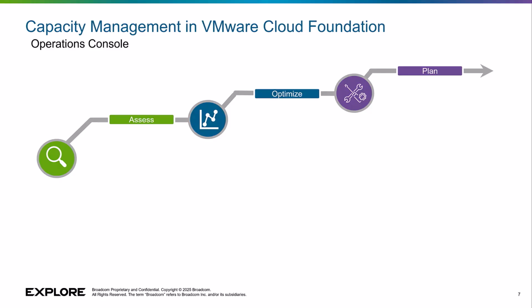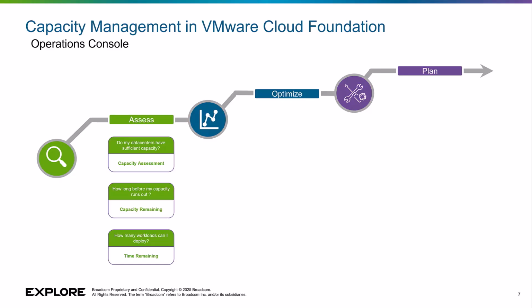And so basically, here's another view of that previous slide, right? One of the things that's really important to note here is that in the initial phase, in terms of where VCF can help you, you're simply just trying to assess your current capacity usage. You can use the features here to answer questions like, do my data centers have enough capacity? How long before my resources run out? How many workloads can I deploy? You can answer all of those questions with these specific features and capabilities that you see underneath this assess column.